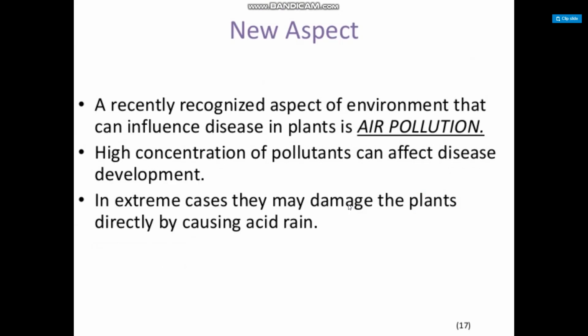A recently recognized aspect of the environment that can influence disease in plants is air pollution. High concentrations of pollutants can affect disease development. In extreme cases, they may damage plants directly, for example by causing acid rain. So these are the environmental factors and nutrition affecting plant disease development. Thank you.